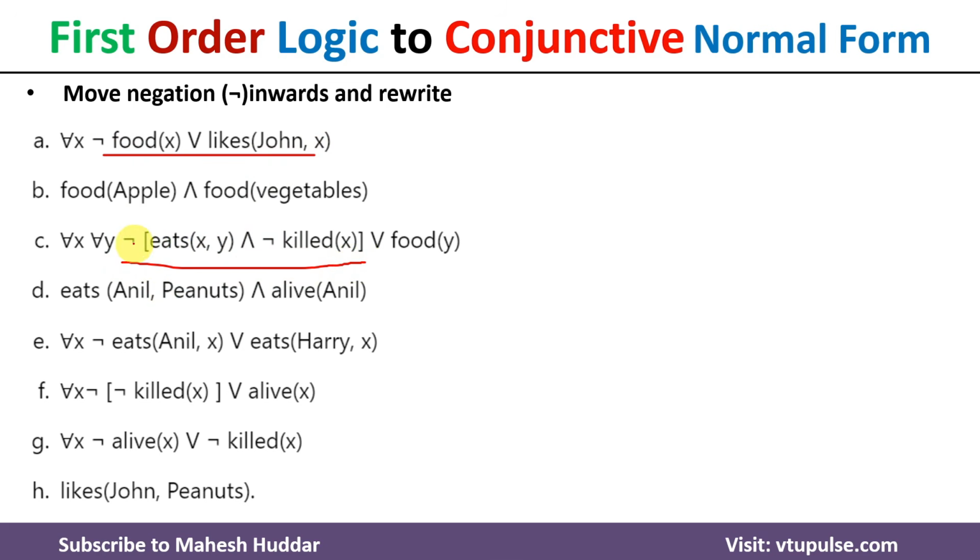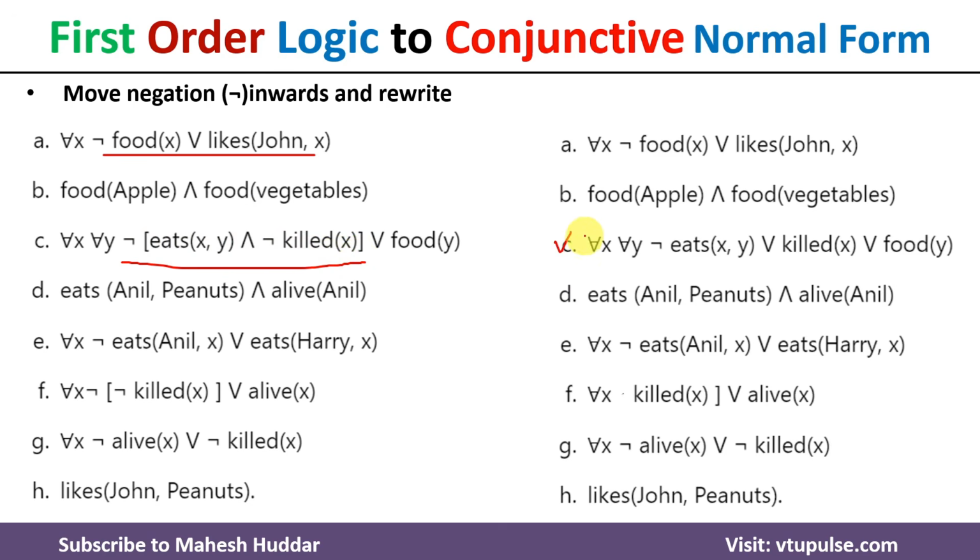Once you move it inside, it will become negation of eats of x comma y. This will become or, and this negation will get cancelled. It remains killed of x here. So that is how you can notice this C statement here. For this one, again, it is not required. For this one also, it is not required.